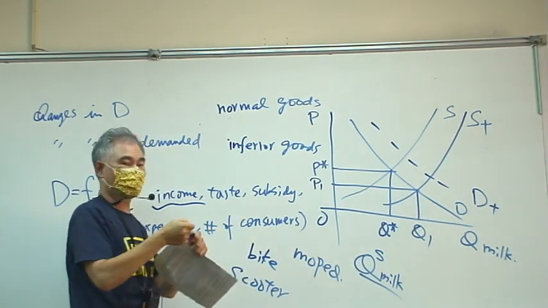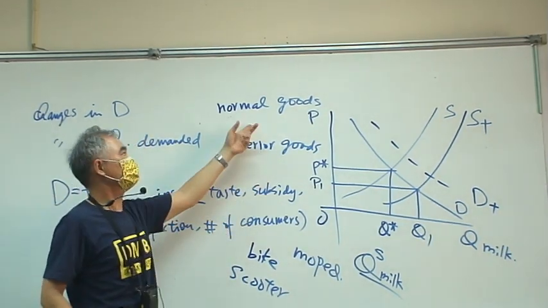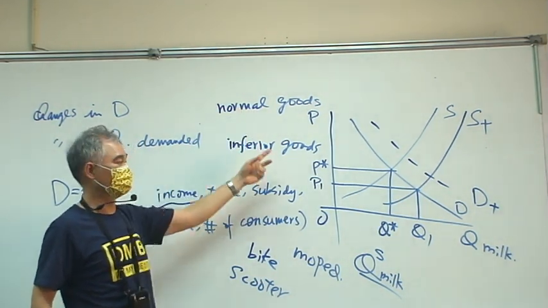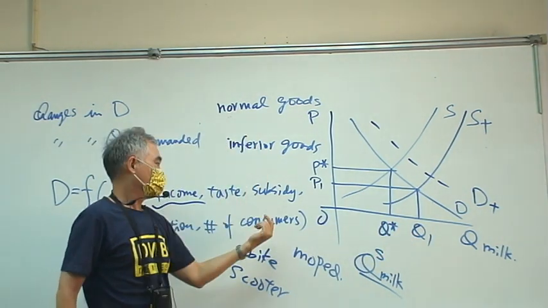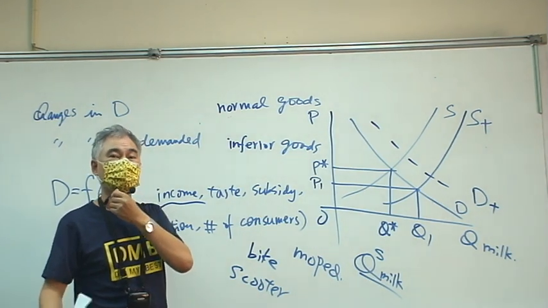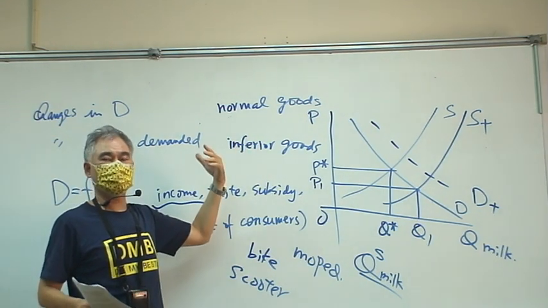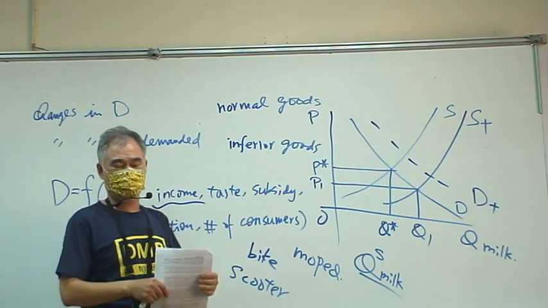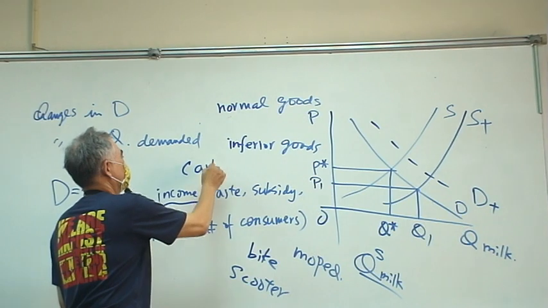So when your income goes up, you forget about it. That is what we call inferior goods. And for those that when your income goes up, you buy more, that's called normal goods. So milk can be a normal good. A scooter can be a normal good. And your bicycle will be an inferior good. But this is just an economic concept. It doesn't really tell you about the quality of the bicycle. Okay, I used to have a very good one. It's called a carbon fiber bike.